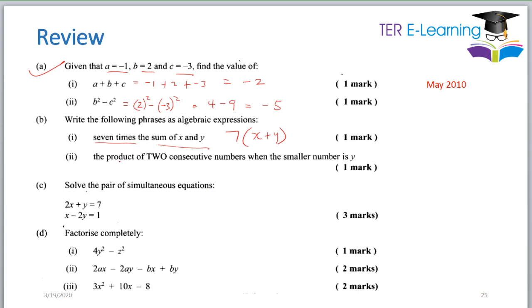The next part, they want the product. So product means multiply. Two consecutive numbers means one number after the next, when the smaller number is y. So if your smaller number is y, the number that comes right after y is y plus 1. And they want the product of that. So it's y multiplied by y plus 1. So that's the answer for this part. Then again, they give us a simultaneous equation.